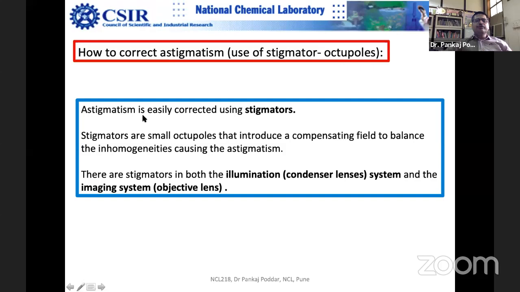So how do you fix it? That can be easily done using stigmator coils. These are additional coils. There is a stigmator both on the illumination side and the imaging side. There are two sides, right? One above the specimen and one below the specimen. That is called the illumination and the imaging chambers actually.